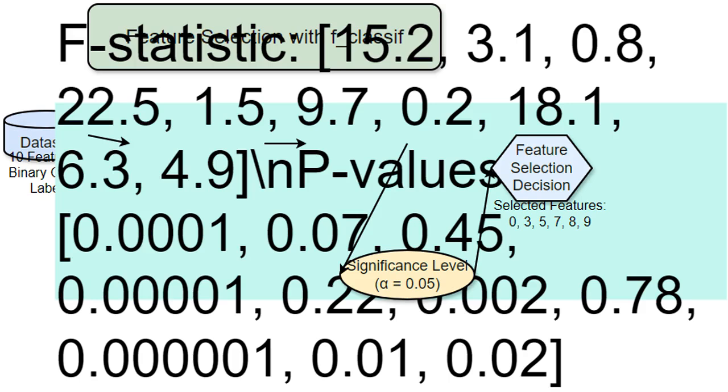To decide which features to keep, I compare each feature's p-value, the probability of observing the result if there is no difference between groups, to my significance level. If the p-value is less than 0.05, the feature is deemed statistically significant and selected. I am basically saying, this feature is a keeper.